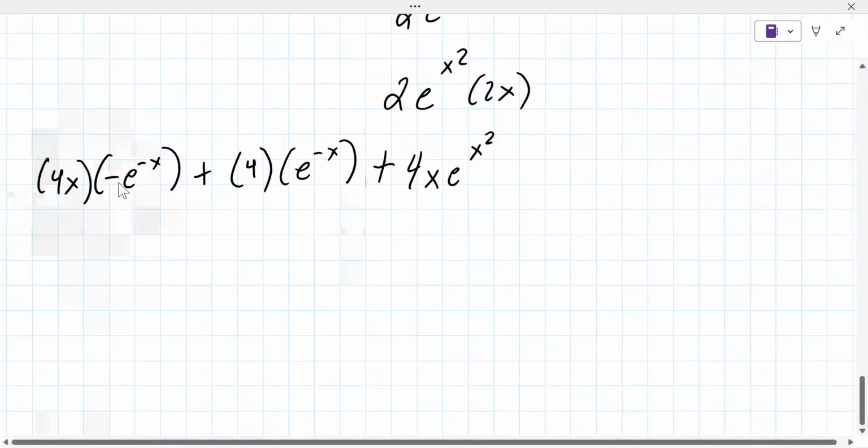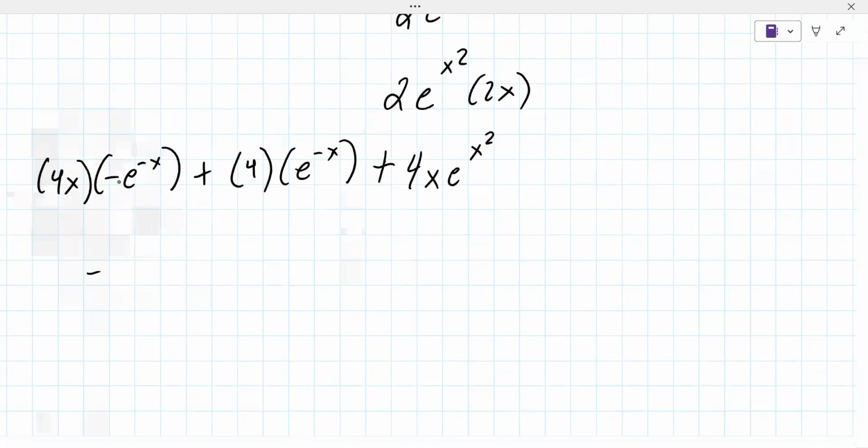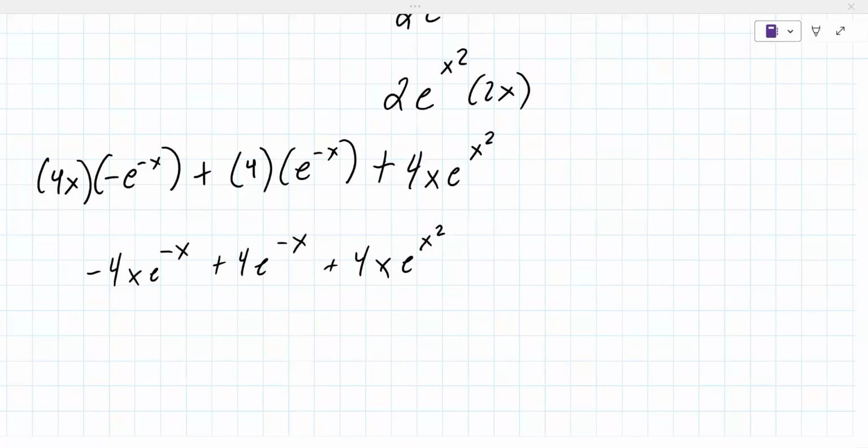I mean, you can actually pretty this up. You could make it minus 4x e to the minus x plus 4 e to the minus x plus 4x e to the x squared. That's the same, but you don't have to, I believe, for Pearson. I think it'll take whatever you give it.